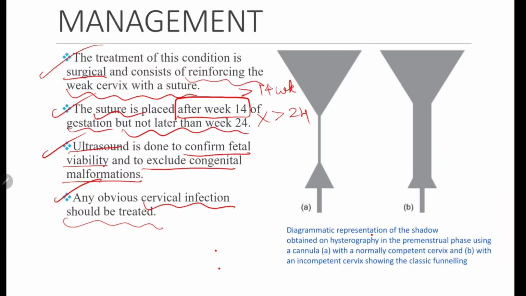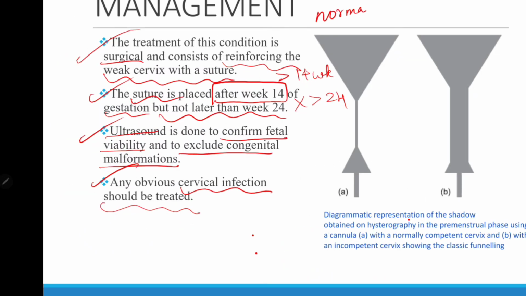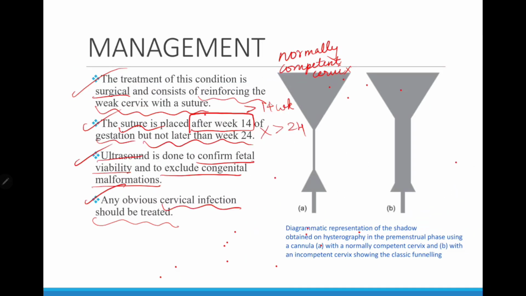Now if you look at these two diagrammatic representations obtained on hysterography, in figure A you can see a normally competent cervix. This is the hysterosalpingography picture of a normally competent cervix. Whereas in figure B, you can see an incompetent cervix. Just what you can see here is the funneling. Classic funneling is seen here, funneling in an incompetent cervix. This is the picture in hysterography.